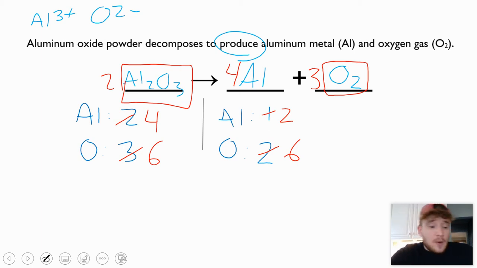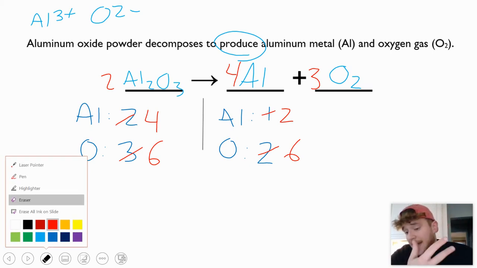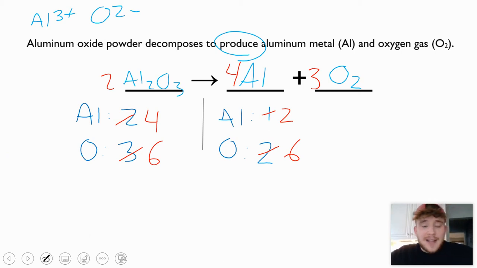Okay, so that's the balancing part. The only last part that we added today was identifying the state that these compounds are in. So remember, there's solid, liquid, gas, and then there's something called aqueous. Aqueous just means that it's dissolved in water. It's some sort of solution. Okay, so let's take a look at what we got here. We have aluminum oxide powder. Well, what state is powder in?